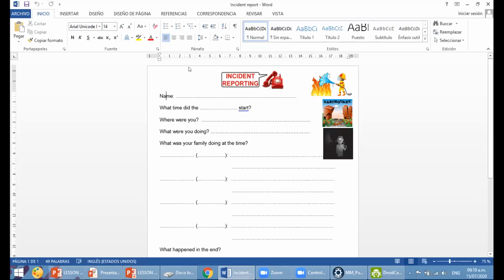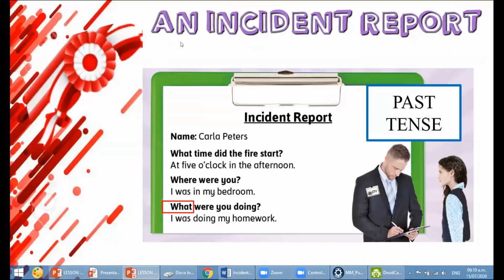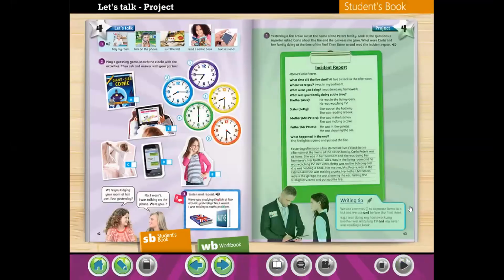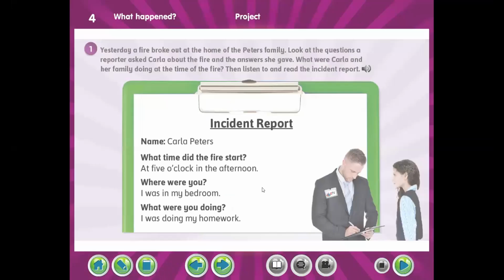But pay attention how we are going to work in this part. Listen. We are going to write an incident report. In your books, in page 43, go to your books, please. Open your books, page 43. We have an example of this incident report. Listen, please, okay? Only listen to the incident report.